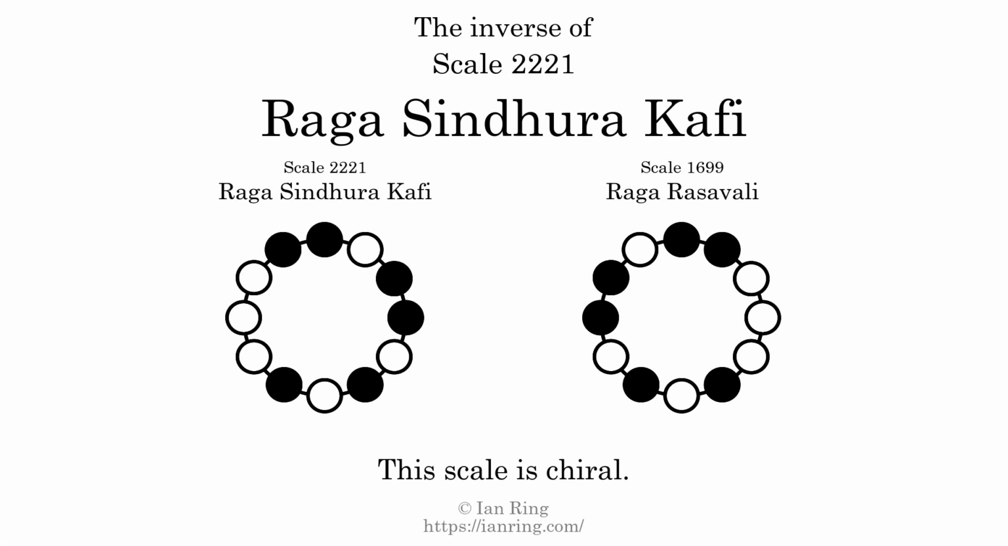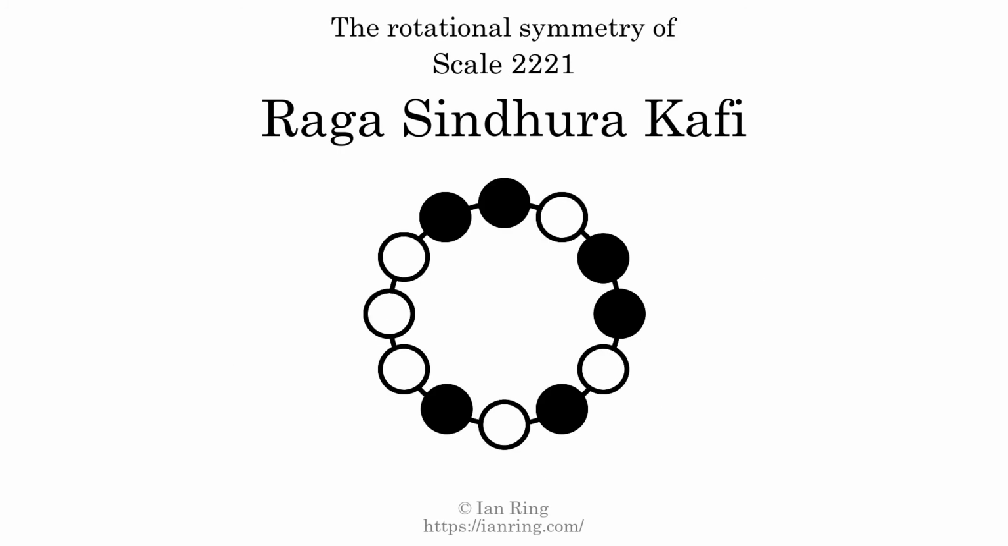The inverse of a scale is a mirror image. It is what you get when the sequence of intervals is reversed. The inverse of this scale is scale 1699, also known as Raga Sindhura. This scale is chiral. It cannot transform into its inverse by rotational transformation. This scale has no rotational symmetry.